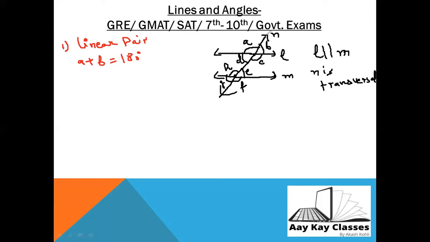In the same way, if we take this as a straight line, then B plus C is 180. If I take this and these two, then C plus D is 180. Then in the same way, D plus A is 180. Now your homework is to write the linear pairs in these, right? So that is your homework.